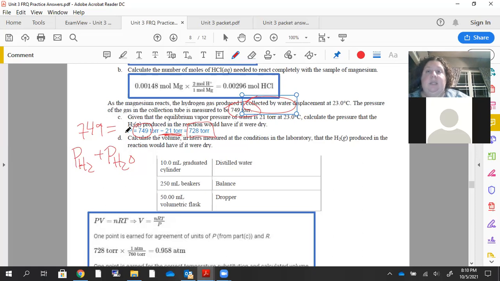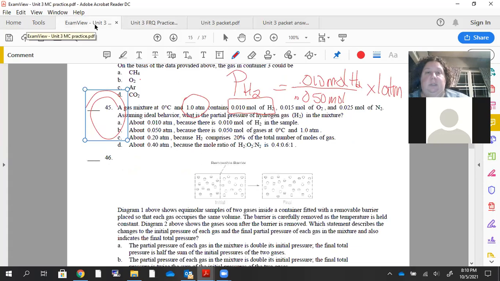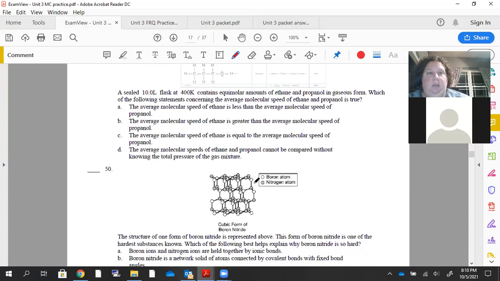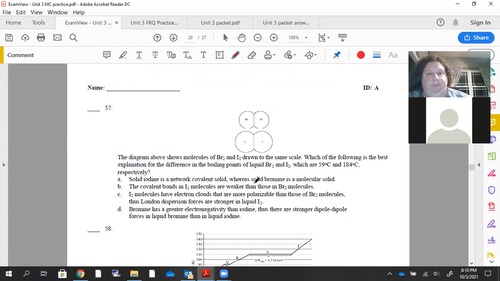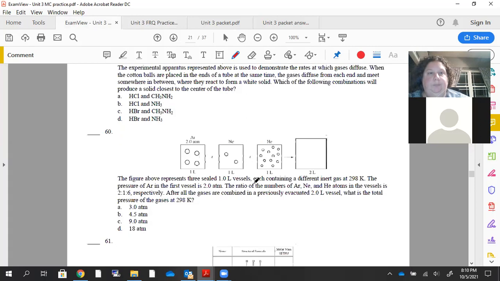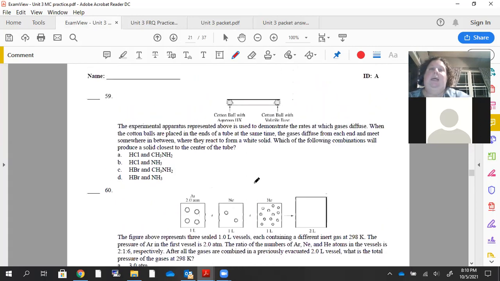So let's go back and let's say, anybody have any specific questions about any of the multiple choice? I didn't understand number 59. 59. Okay. The experimental apparatus represented above.